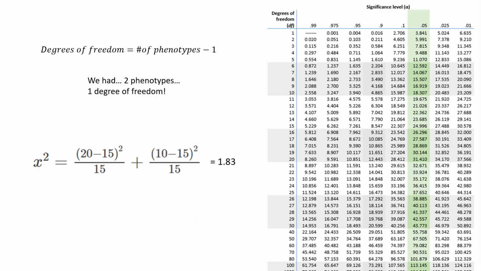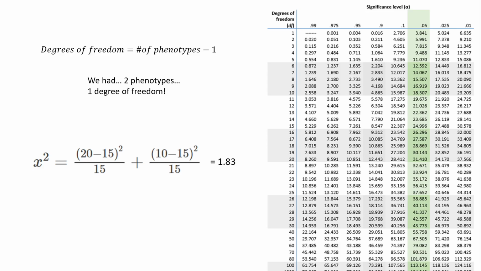So in order to do this, we need to find a couple of things. First, our degree of freedom, and then we need to understand our significance level. Degrees of freedom is easy to find because all it is, is the number of phenotypes you have minus 1. We had two phenotypes, heterochromia and normal eyes, and so we have 2 minus 1, which is equal to 1. All we need to do now is to look at our chi-square table and look along the row for a degree of freedom of 1.